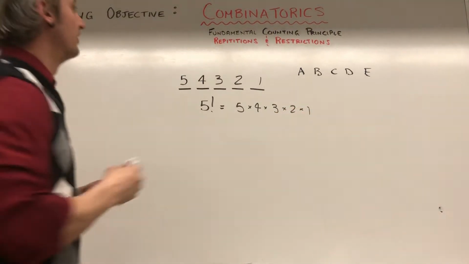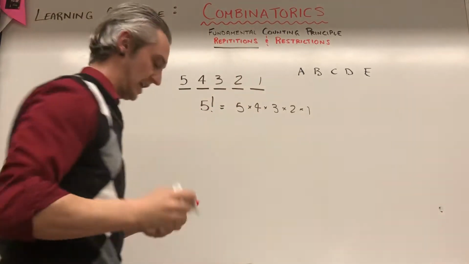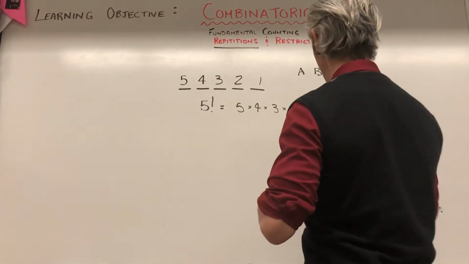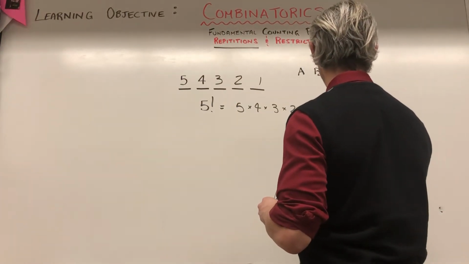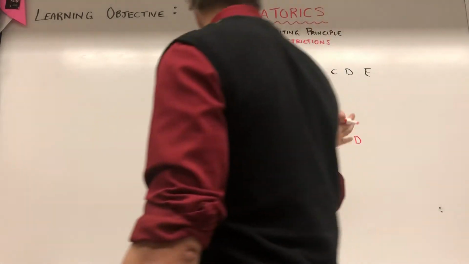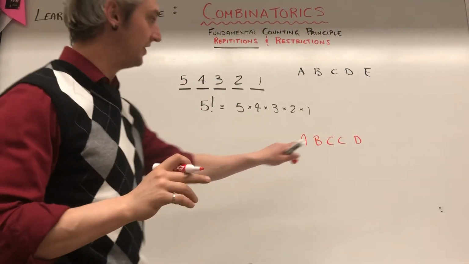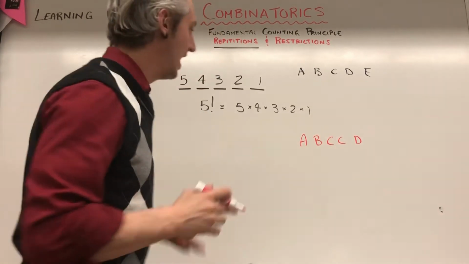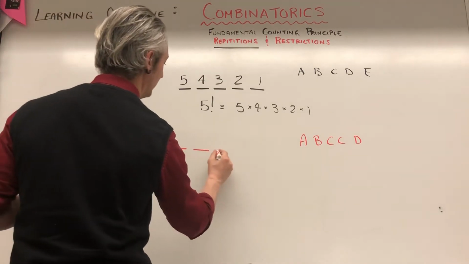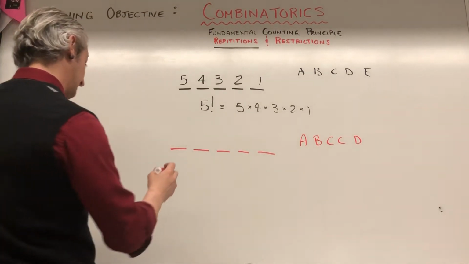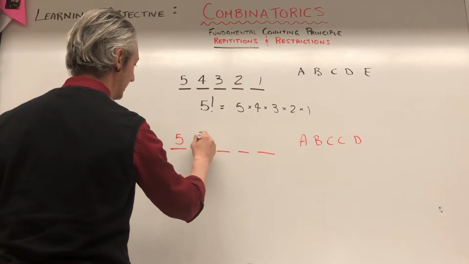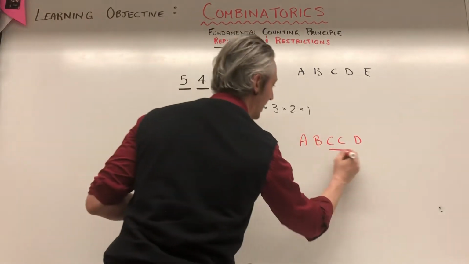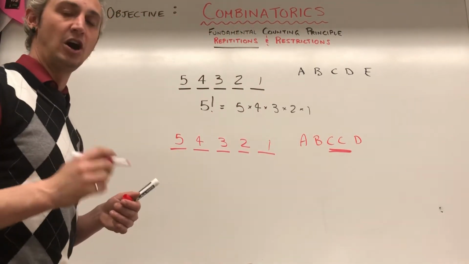Now, the first thing we're going to look at is what happens when we have repetitions. What would happen if instead of A, B, C, D, E, I had A, B, C, C, D, where C is the same as C? We can't tell the difference between this C and that C. How many unique ways can we arrange those 5 letters? In this case, it starts the same: 5 times 4 times 3 times 2 times 1. However, at the end, we need to divide by the amount of repeated objects factorial.